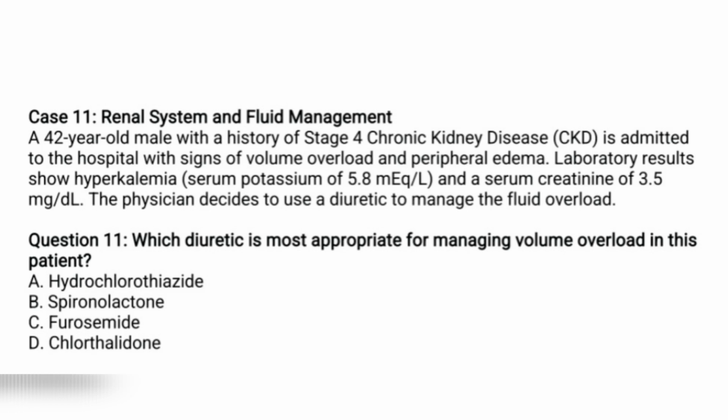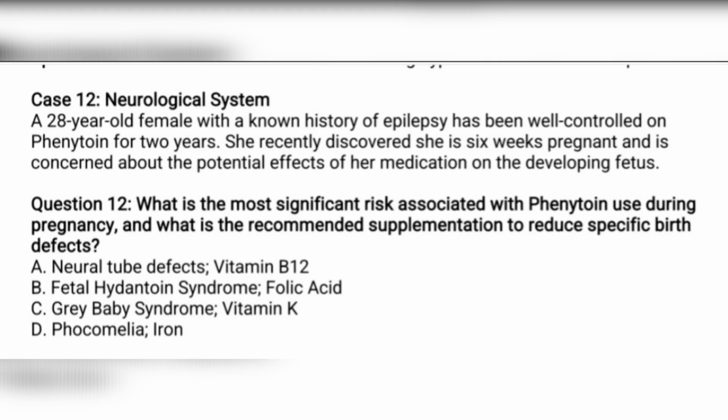Answer: C. Furosemide. Explanation: loop diuretics like furosemide remain effective even when the glomerular filtration rate, GFR, is significantly reduced in advanced CKD. Thiazides, options A and D, generally lose their efficacy when creatinine clearance drops below 30 milliliters per minute. Spironolactone is contraindicated due to existing hyperkalemia and renal impairment.